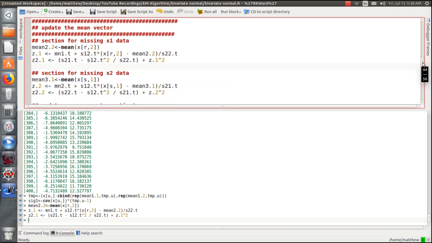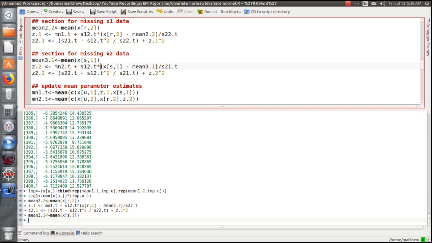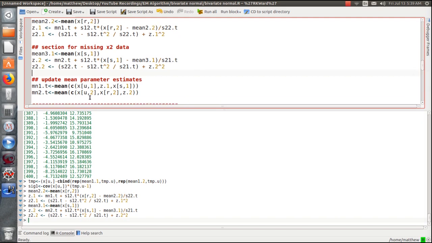And then the third section where x2 is missing, that we know the mean of the first component, or we can calculate it, and then here we have to take the expected values. So this is the unknown, or the unobserved, second section, or not section, but second variable that's unobserved, and this is z squared. And now we need to update our mean parameter.